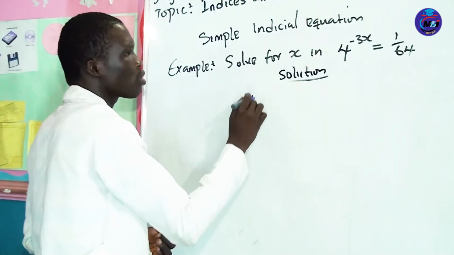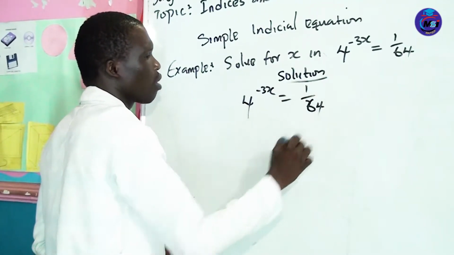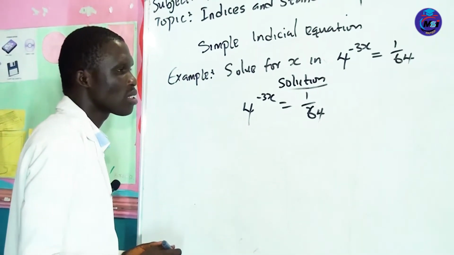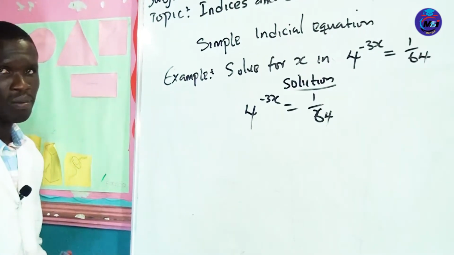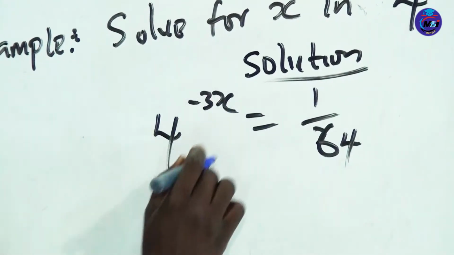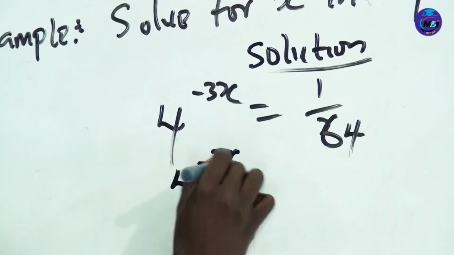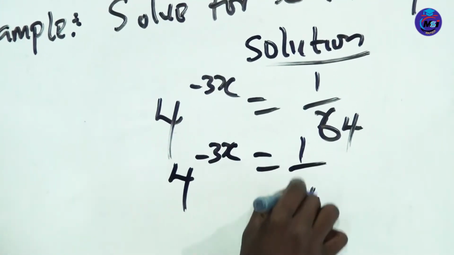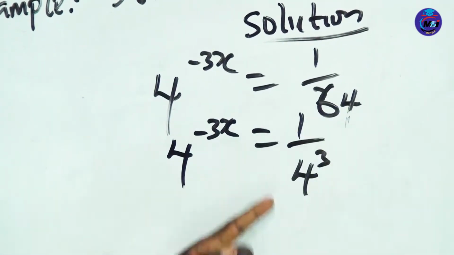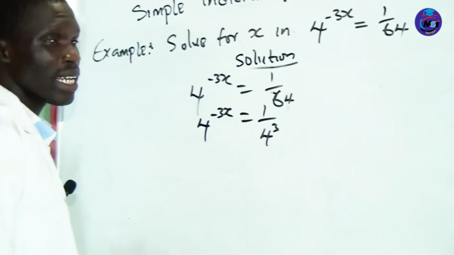Now let's look at this together. We have 4 raised to the power minus 3x equals to 1 over 64. Now if you apply this, what are we going to get? This will give us 4 raised to the power minus 3x equals 1 over 4 raised to the power 3. So 4 raised to the power 3 is the same thing as 64. So what are we going to do? We can apply the negative law.